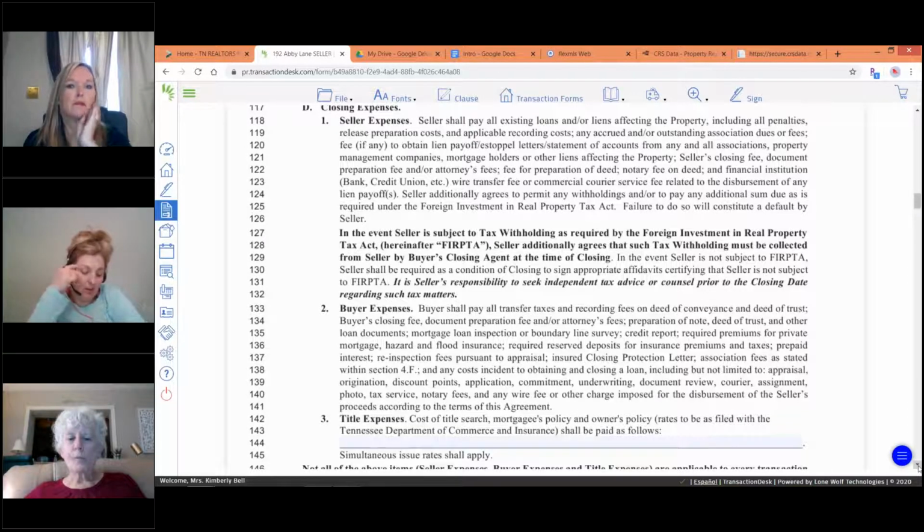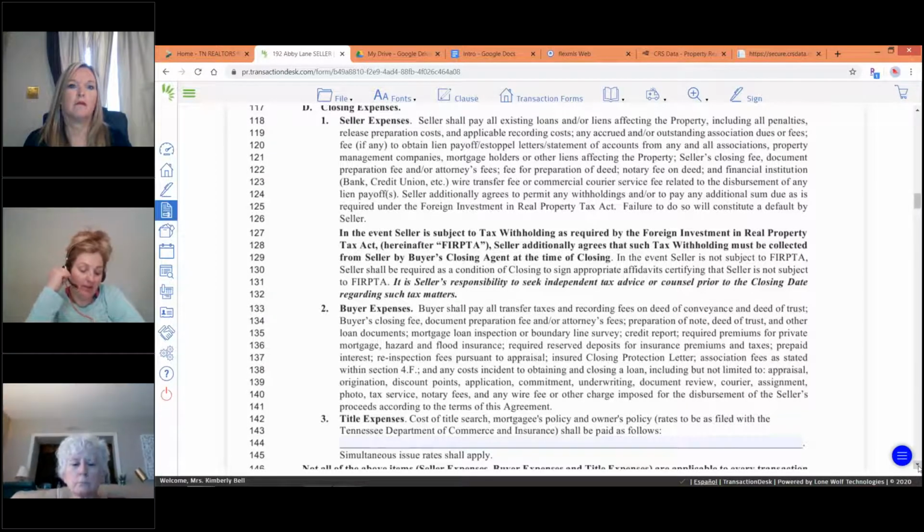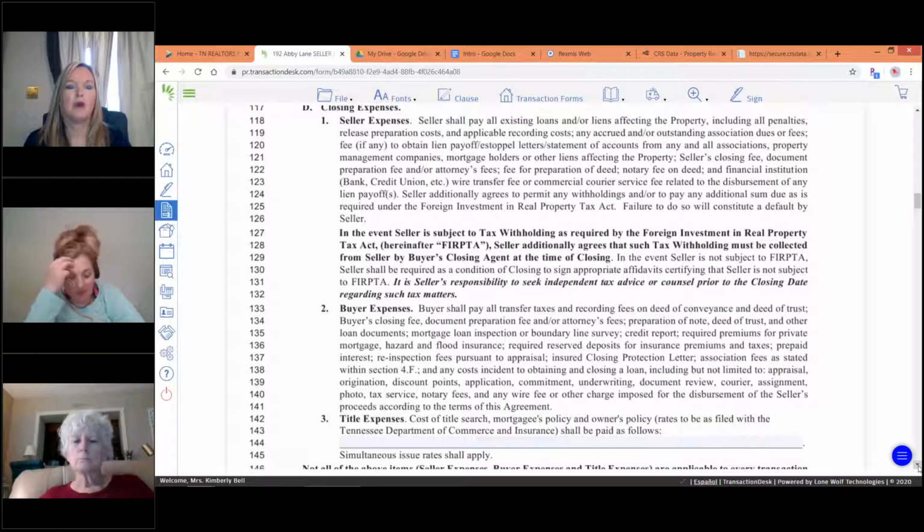I mean, not really, but I figured that's kind of more on the lender side of all those little things. Closing fee, document preparation fee, attorney fees, that's kind of all included with the lender. I had someone argue with me about deed prep because my particular bank puts on there that the deed prep shall be paid for by the buyer.